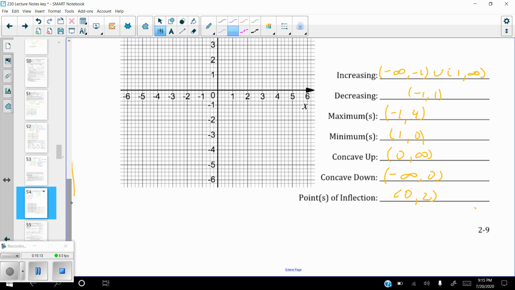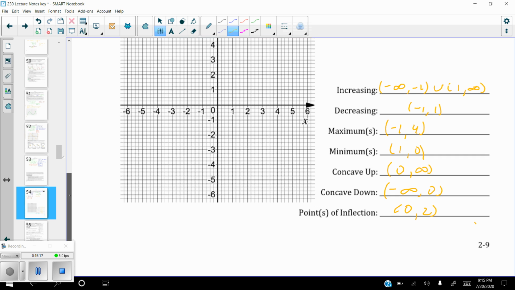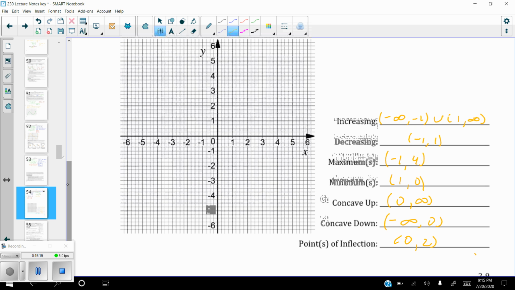All right, so now I've got all the information that I need right next to my graph. It should make doing the graph a little bit easier. Okay, so let's go ahead and plot whatever points we have. We know that we have a maximum at the point negative 1, 4. We have a minimum at the point 1, 0. We have a point of inflection at the point 0, 2. That's where the concavity is going to change.